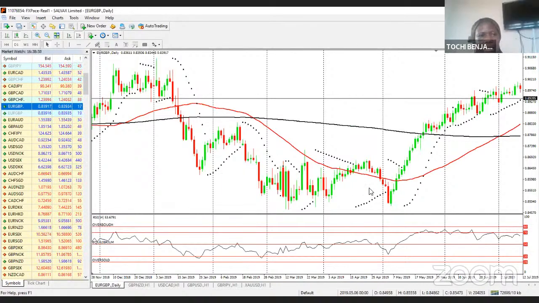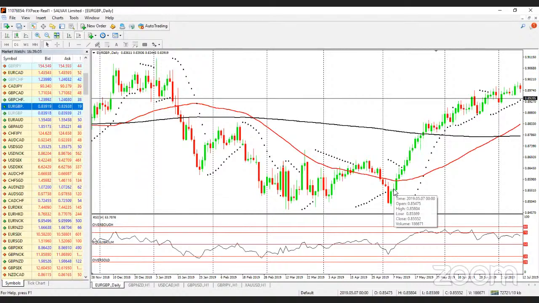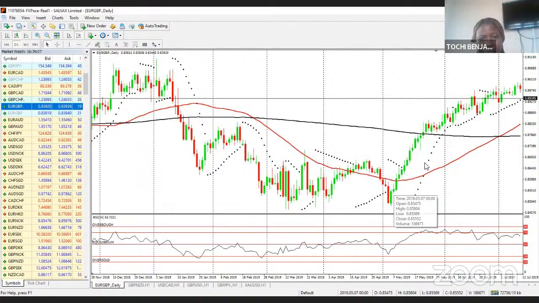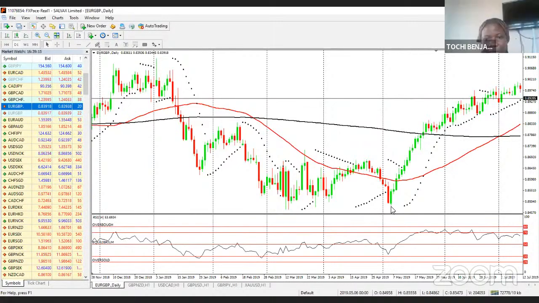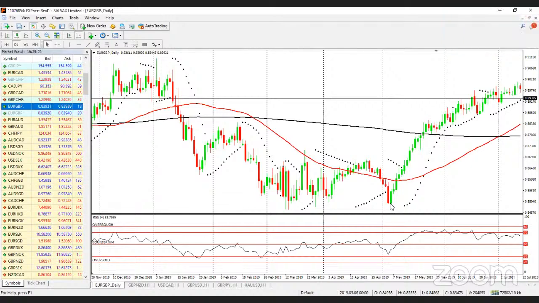Now this is, what's it called? A piercing line. See a piercing line here. These two candles are a piercing line. After this one closed, it didn't open immediately. There is a gap down. See the opening here. It's not at the same price.